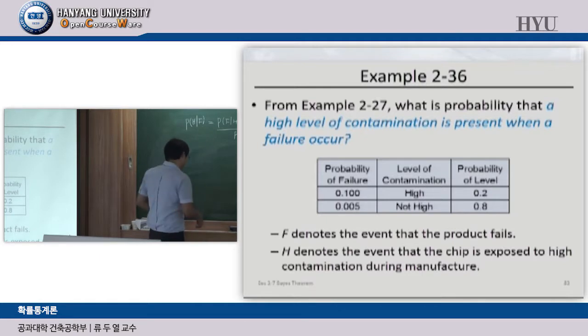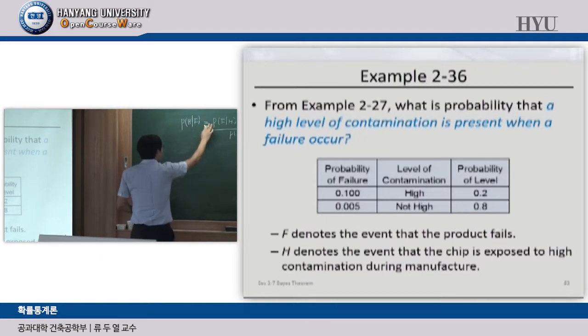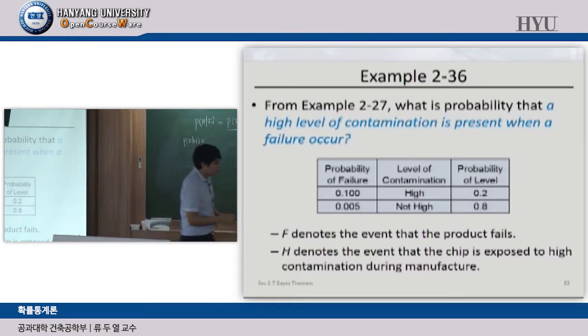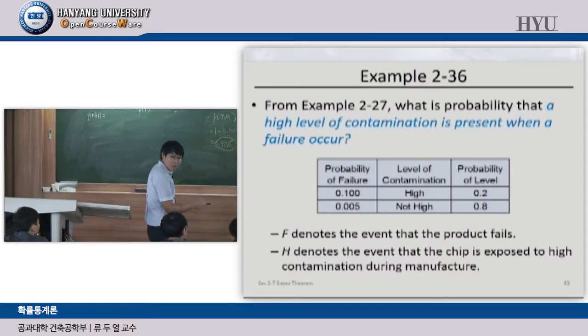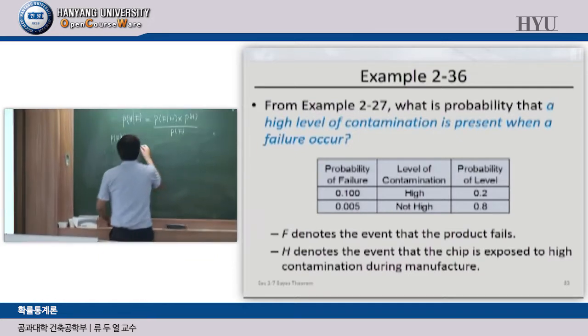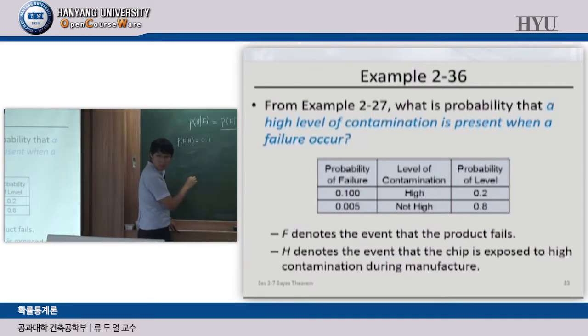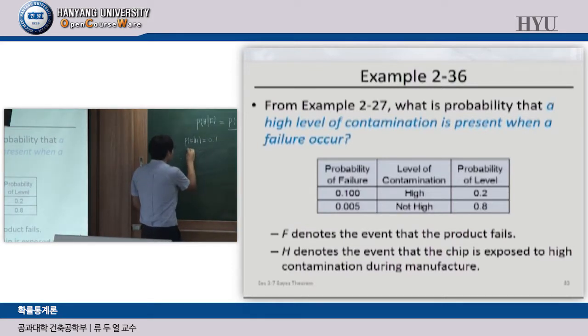So we are going to calculate the first part, that is the conditional probability of F given H, that equals the probability of failure when high level of contamination is present. That is the conditional probability, right? So that equals 0.1. And the probability of high level of contamination is 0.2 here. And what is the probability of failure in this case?